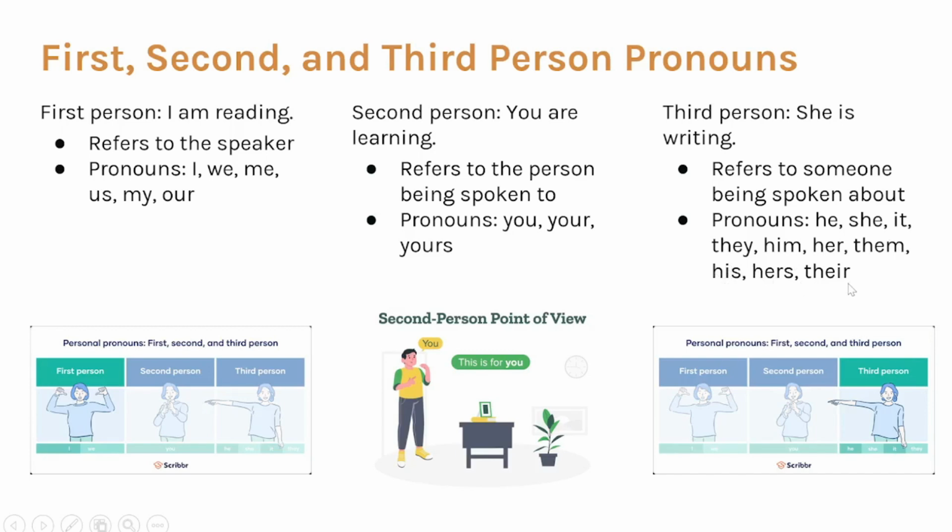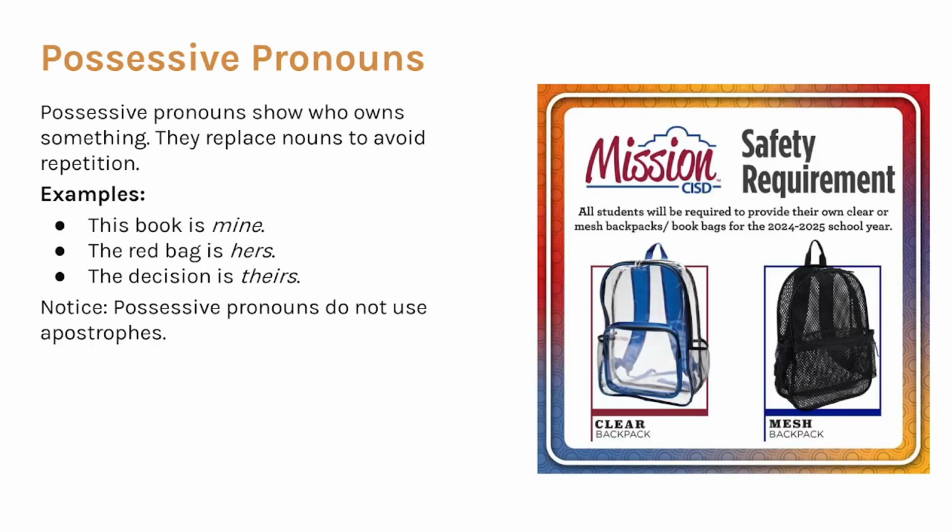So that is personal pronouns. Personal pronouns are the first, second, and third persons. And I said the first person is the speaker, the second is the person spoken to, and the third is the person being spoken about. Now let's look at possessive pronouns.